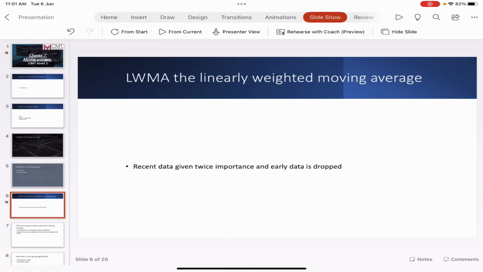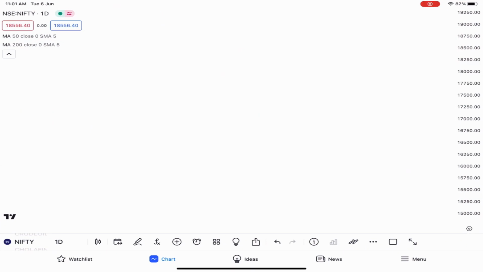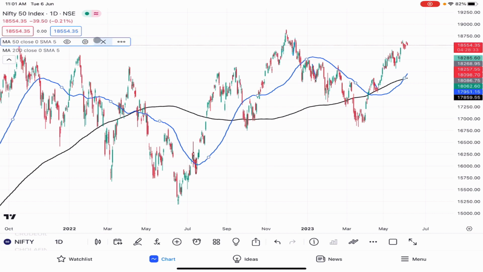I hope you understood what I am saying: whenever you're using the linearly weighted moving average, the recent data is always given twice the importance, and the earlier data, the initial days' data, is eliminated, omitted and dropped. So that is not at all taken into consideration. Okay, let's go and check on the charts.